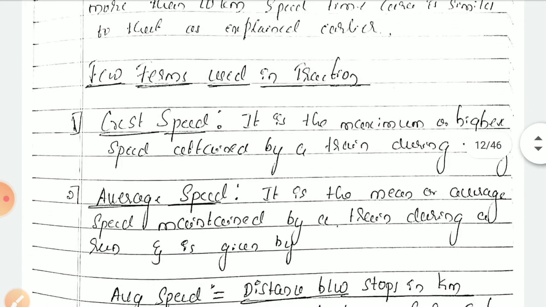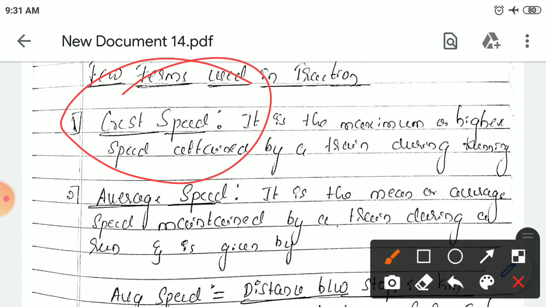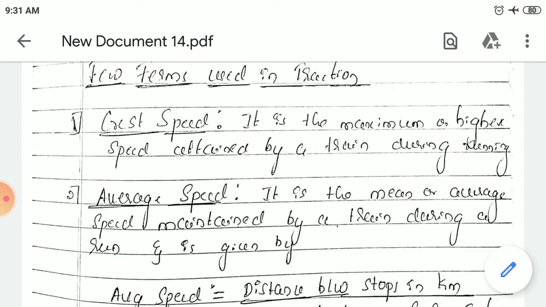Next, a few terminologies or definitions related to traction drives. One is crest speed. Crest speed is the maximum or highest speed attained by the train during its running. Whatever maximum speed is attained by the train is called the crest speed, or maximum speed.